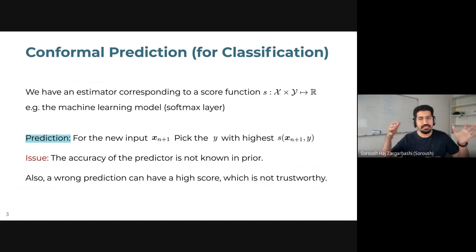And this model at the end gives you some score. It gives you some, I don't know, logits or softmaxes. Now assume that it's softmaxes. And now how do you use this model?